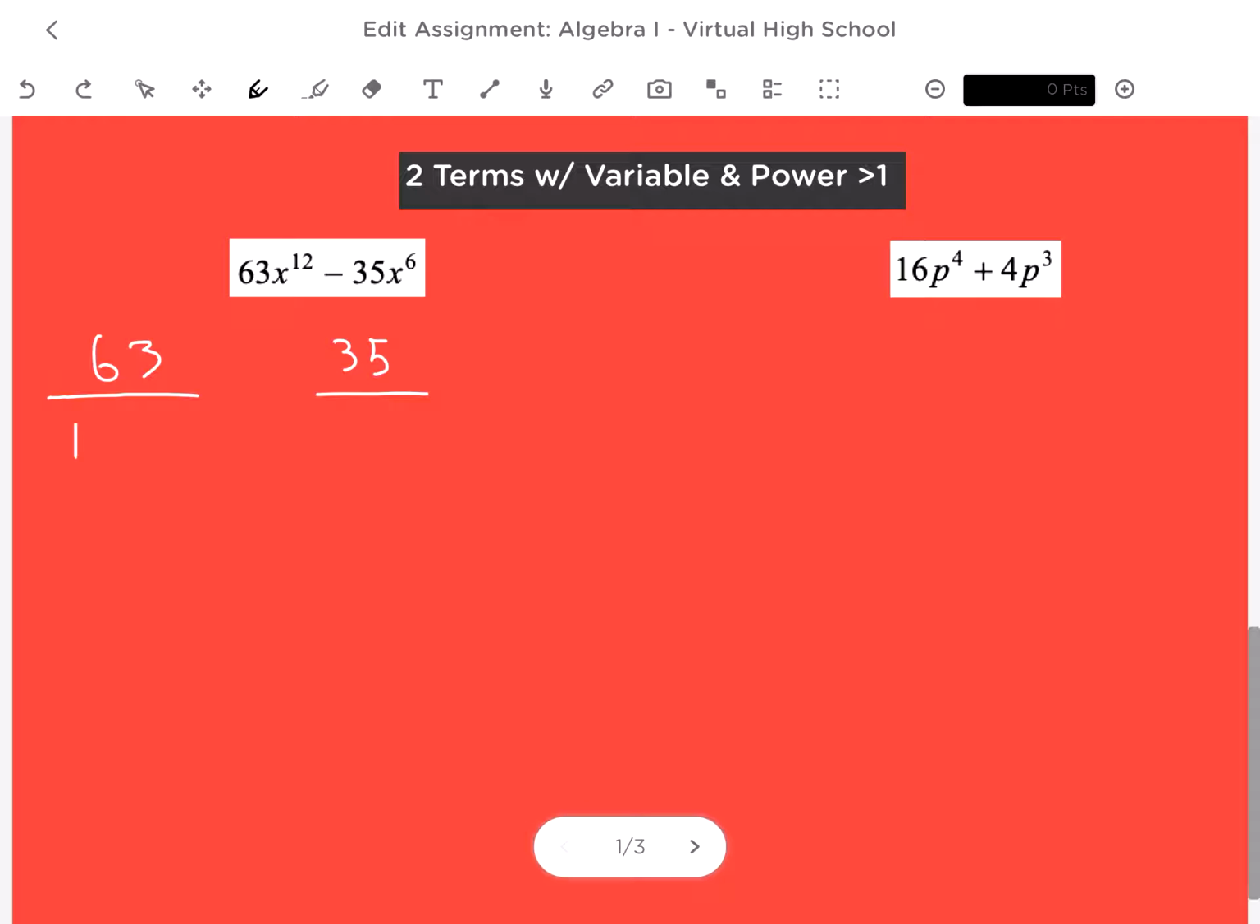Okay, 1 and 63. 2 does not work. If I get a decimal. 3, 21, 4, 5, 6, 7, and 9. Okay, that's good. 1 and 35, 2, 3, 4, 5, 6, 7. Oh, so 5 works actually. 5 and 7. Okay.